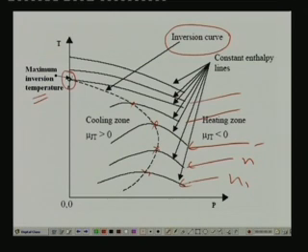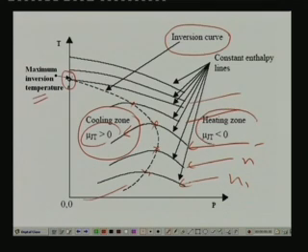Now you can see that within this inversion curve, within this region, you have what is known as a cooling zone, and in this zone throttling always reduces temperature. That means the Joule-Thomson coefficient is always positive inside the inversion curve, and outside the inversion curve you have a heating zone, which means the Joule-Thomson coefficient is always negative. That means if throttling takes place outside the inversion curve, temperature always increases during throttling, whereas temperature always reduces when throttling takes place inside the cooling zone.